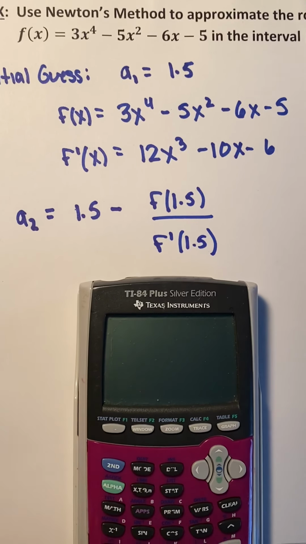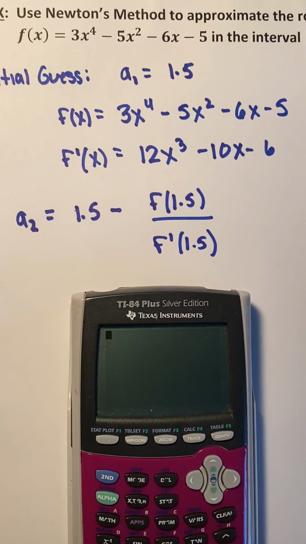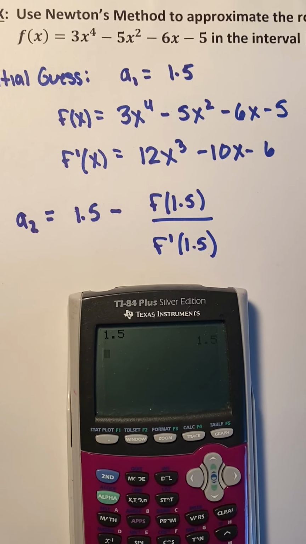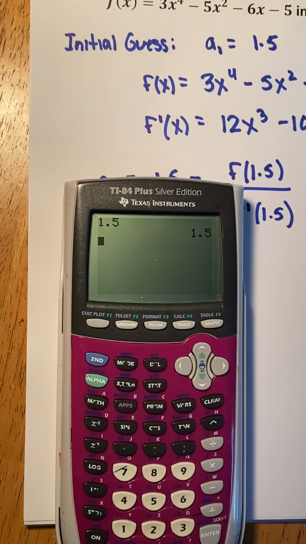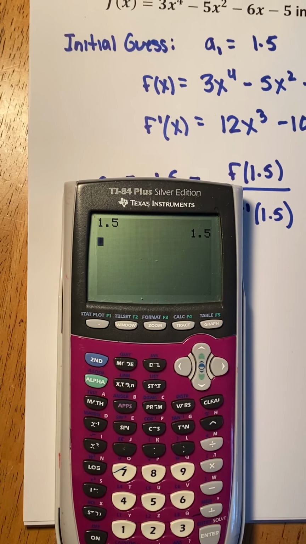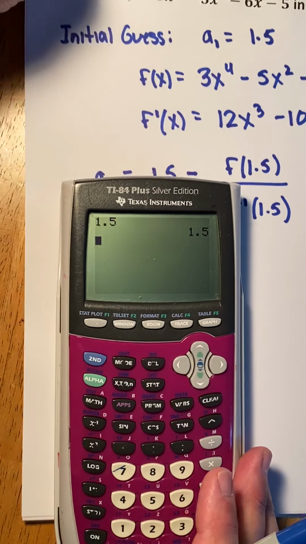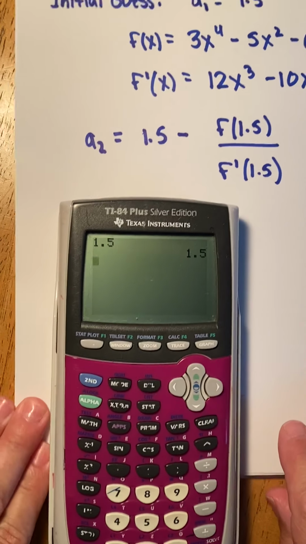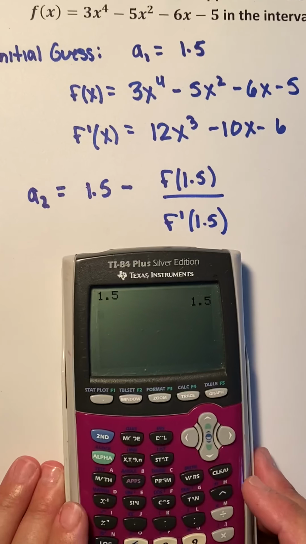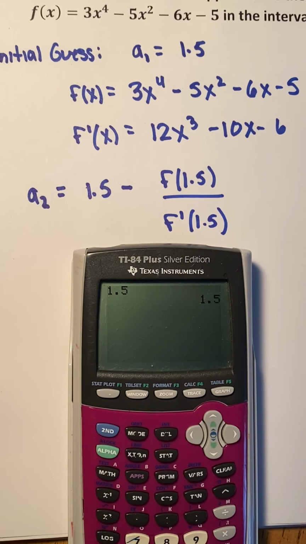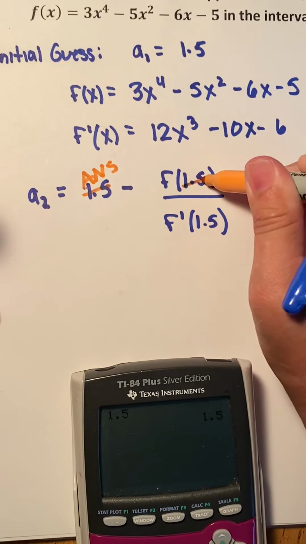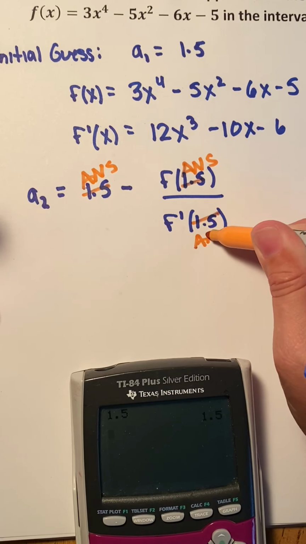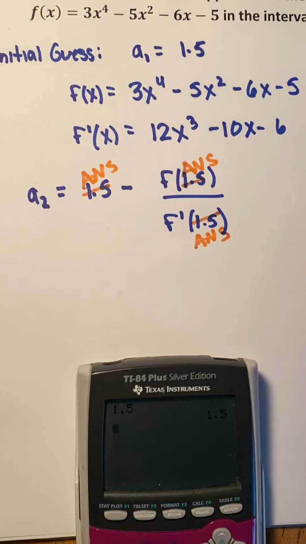All right, so I'm going to clear my function. I put my initial guess in, 1.5, and I hit enter. So now 1.5 is in my calculator's memory as the previous answer. Hopefully you can see that. Now it's really important that you don't type 1.5 again, because we're going to use 1.5 as my calculator's answer in its memory. So I'm going to replace everything here with answer. And this is important because it's going to help us down the line.